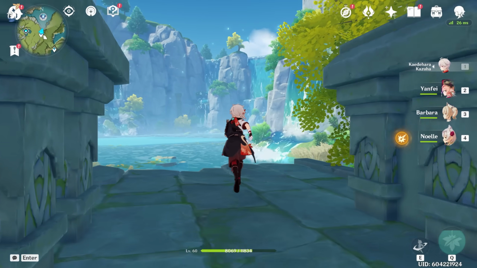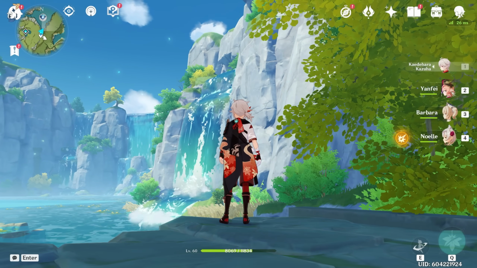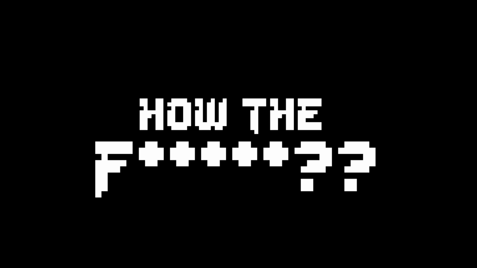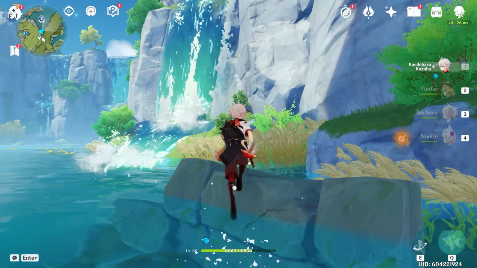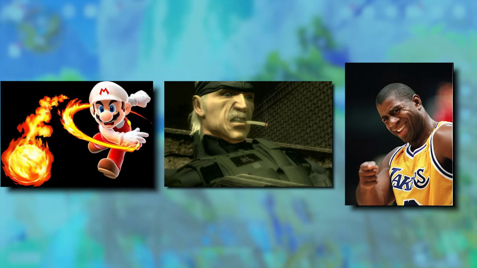So I was playing my favorite gambling game, Genshin Impact, and came across this really beautiful waterfall, and I started to wonder, how the f did they animate this?